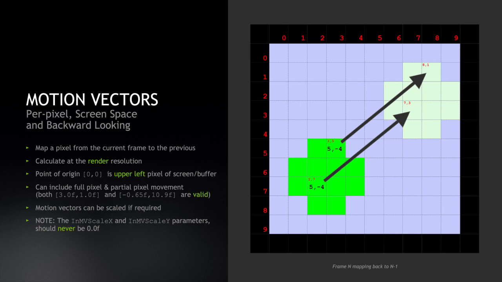Now here we've used full pixel values, but you can use partial, it depends on your engine. Some engines use a different scale for their motion vectors or a different space. That's perfectly fine as well. You just need to send that through as the motion vector scale to DLSS. The one thing to look out for is make sure you don't send 0, because that'll cause havoc with the feature tracker. So that's the basics of how to integrate.